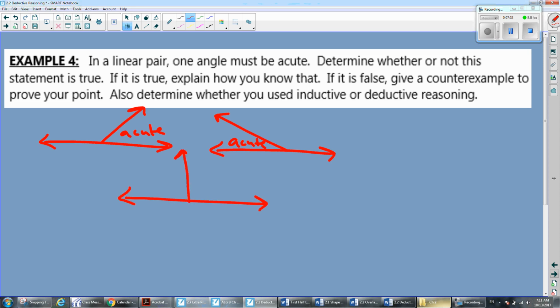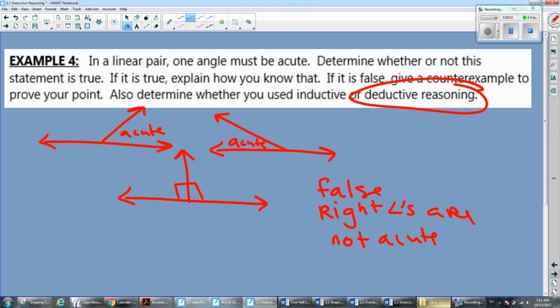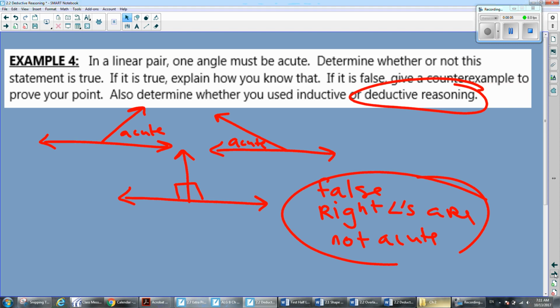But I could also draw the other ray perpendicular. So right angles are not acute, so this would be false. And again, we use deductive reasoning. We have proof that explains our conjecture.